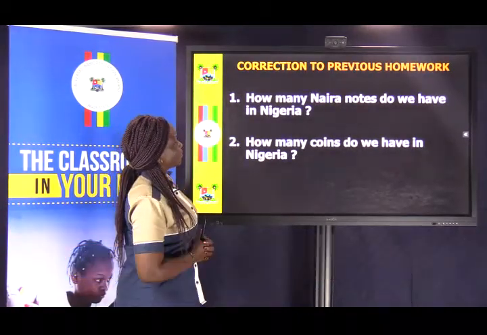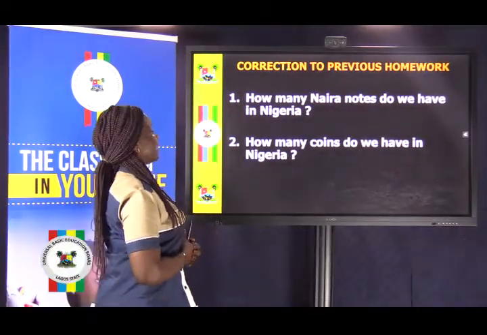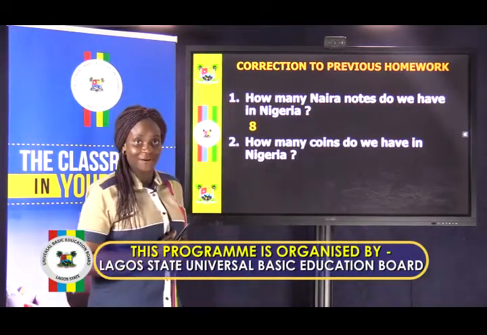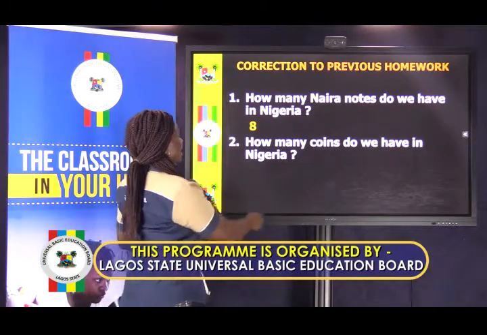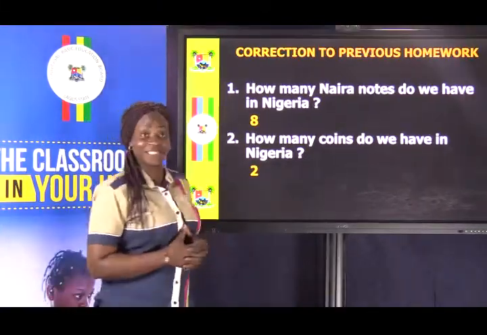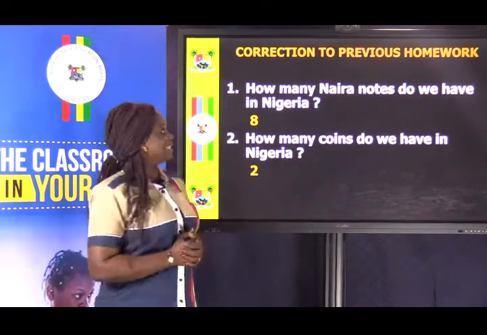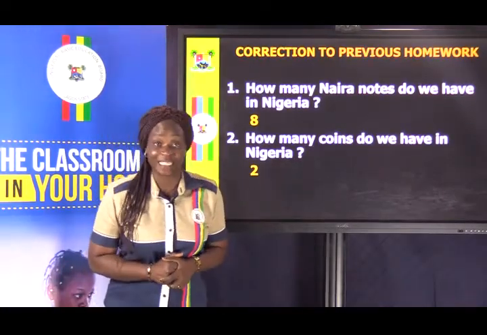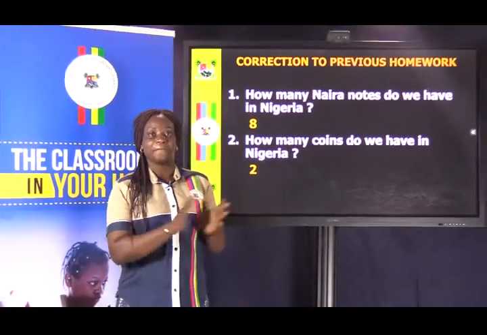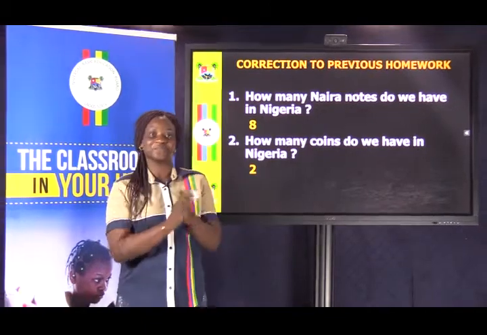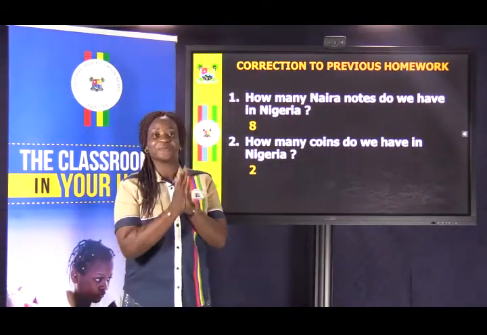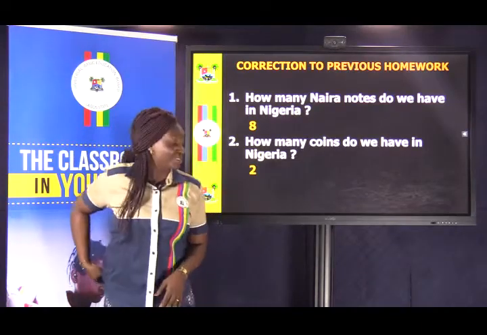How many Naira notes do we have in Nigeria? How many coins do we have in Nigeria? We have 8 naira notes in Nigeria, and we have 2 coins. Did you get the 2 questions correctly? I'm sure you did. Now I'll be giving you the love chair to celebrate your success in the homework questions. Well done.